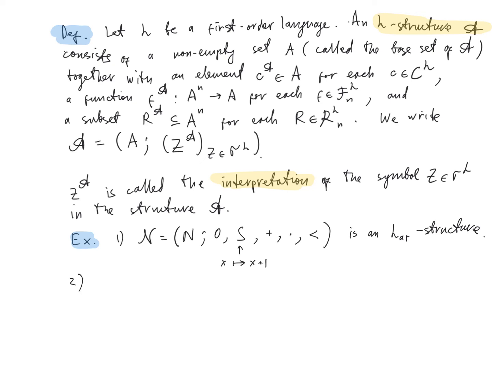Another example of an important structure is C, a structure which consists of a base set, the set of complex numbers. The constant symbols 0 and 1 are interpreted by the actual complex numbers 0 and 1, and plus, minus, and times are all interpreted as the usual addition, subtraction, and multiplication in the field of complex numbers. So with all these interpretations, C is a structure in the language L_ring of rings.